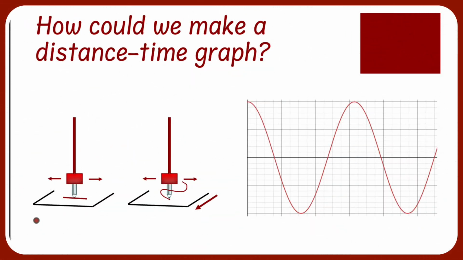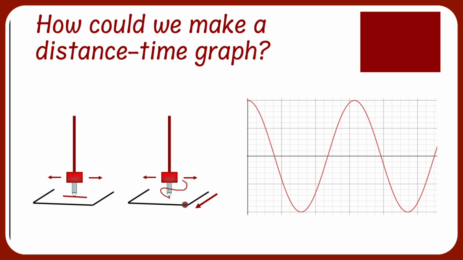So let's first start by thinking about how we can make this time graph. What I'm trying to show here is a pendulum with a pencil at the end, or a marker. And if I just have it like this and I set it swinging, I'm going to get a line back and forth. Remember, a pendulum has simple harmonic motion for small angles.